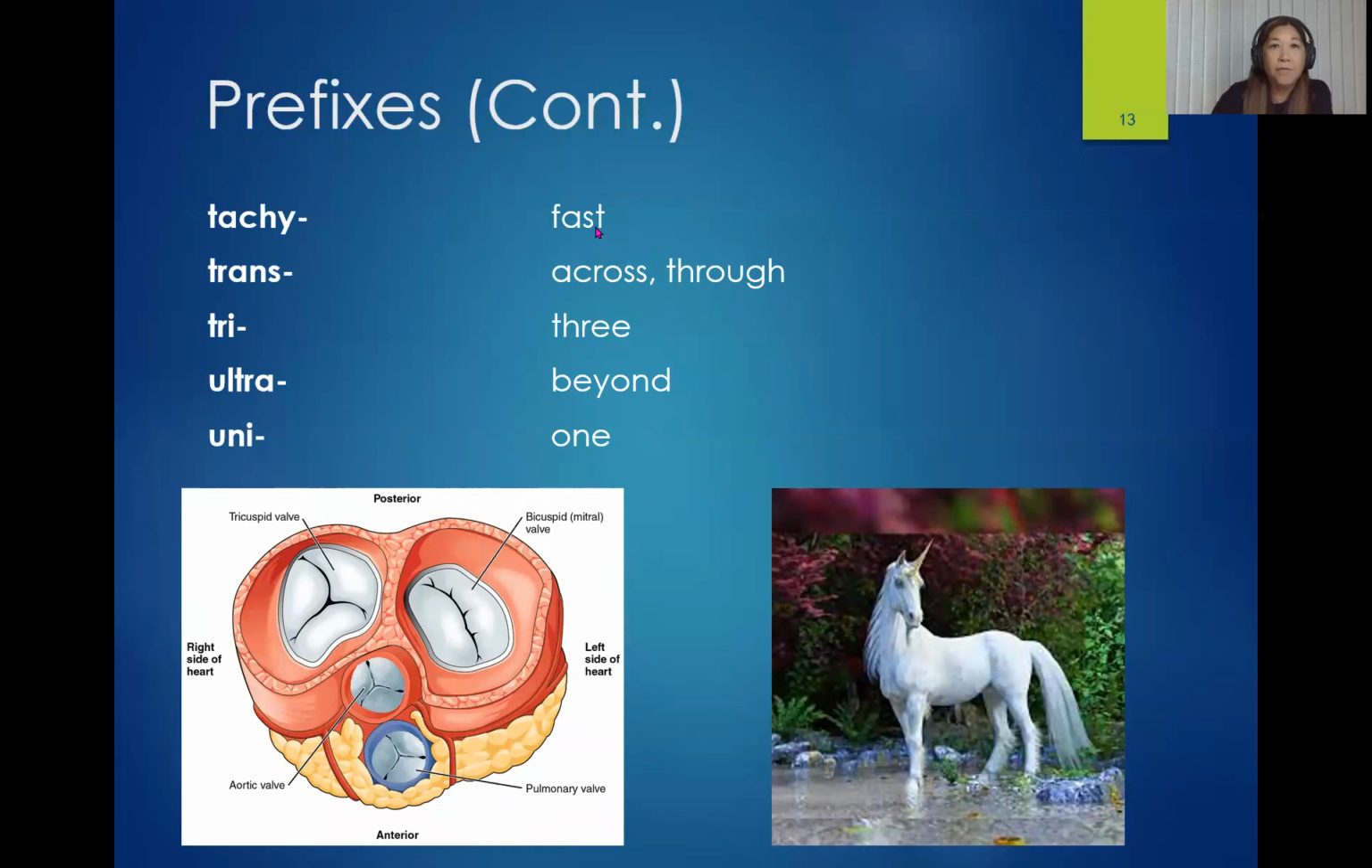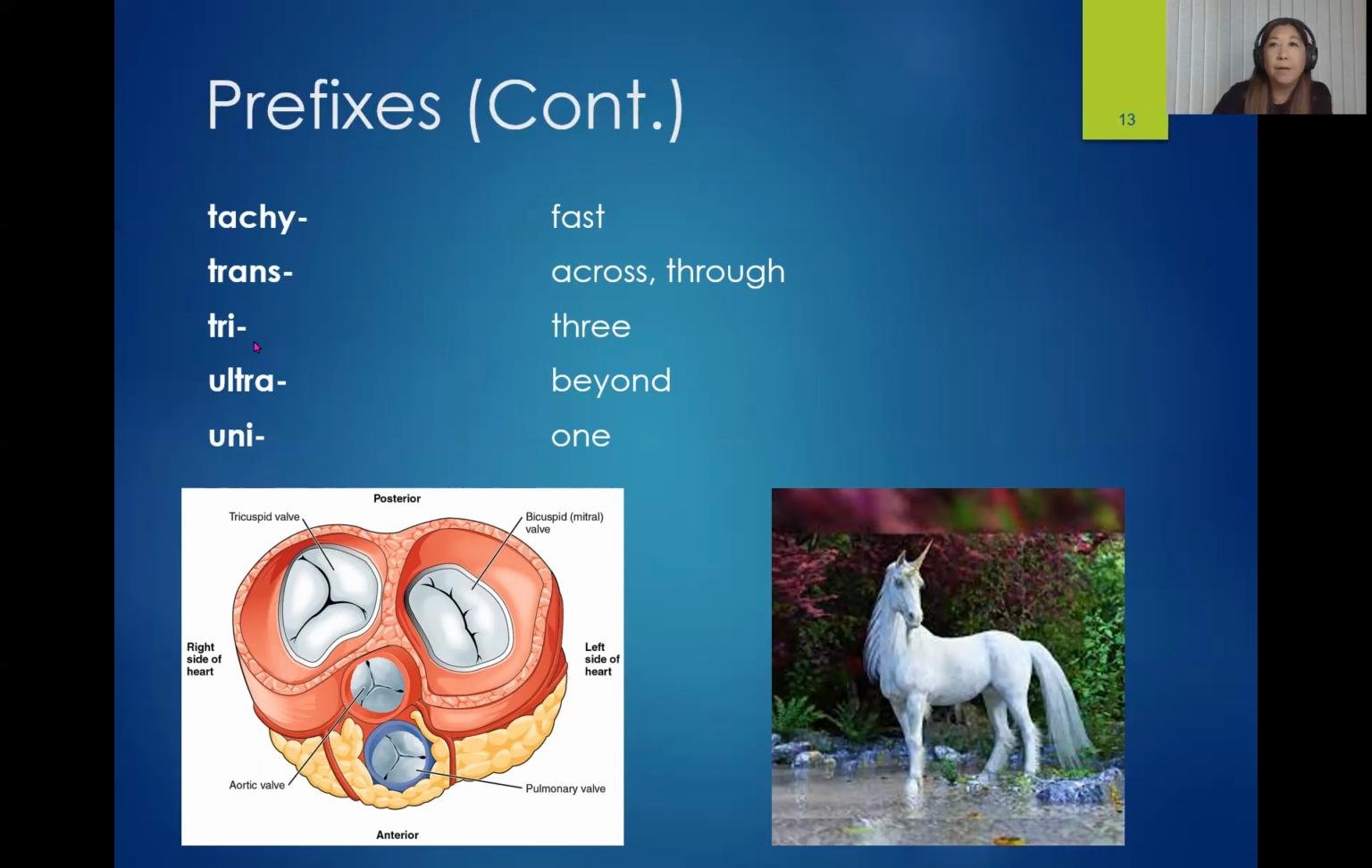Tachy means fast, right? So tachycardia or tachypnea, right? Breathing that is too fast. Trans just means across or through. So you can have something that is defined as transabdominal, right? Across the abdomen. Transurethral. Transverse slice through the body, right? Meaning it's cutting across or through the body.